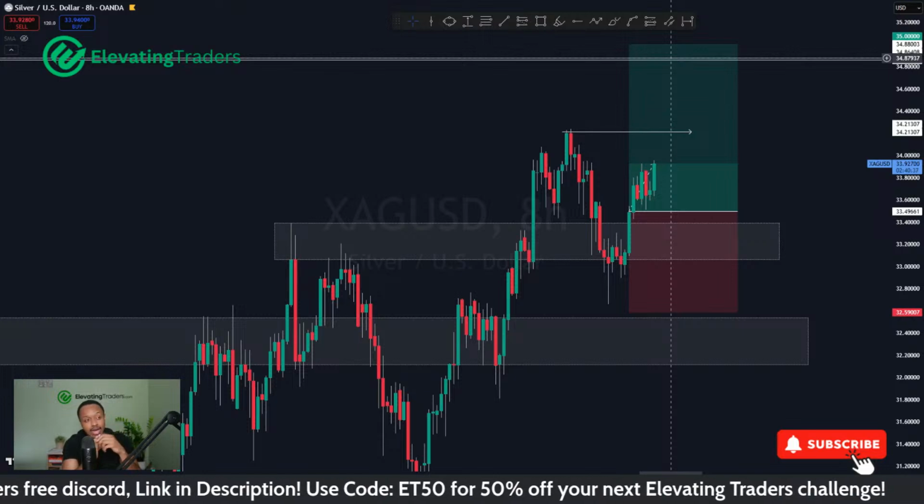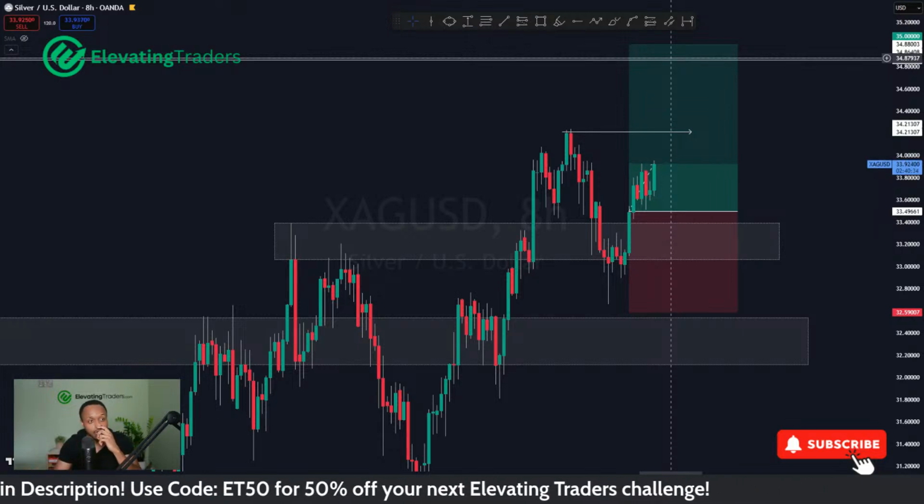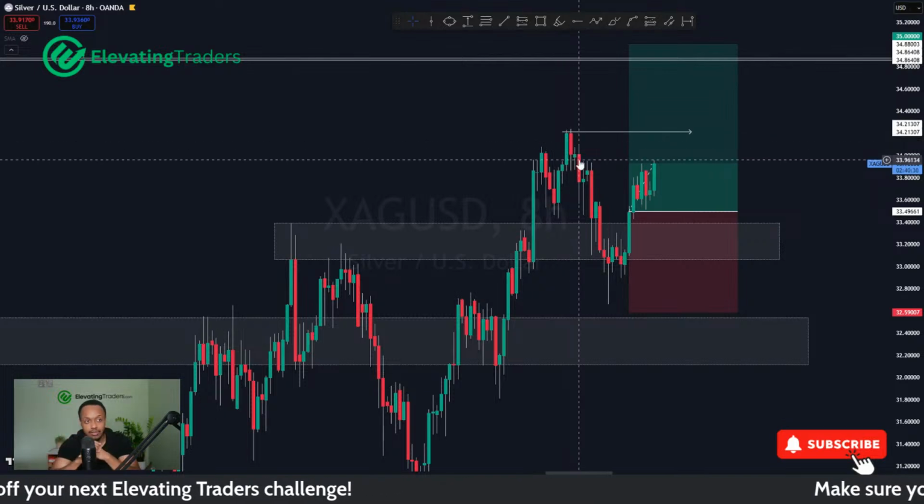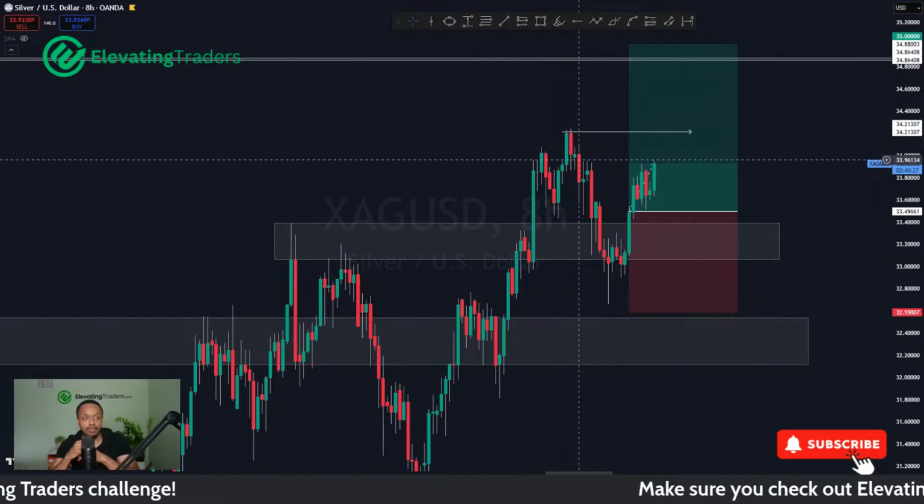Maybe that could be a bit of a catalyst for silver to get a move on. As I said yesterday, if we do take out the high here, that's when I'll start to manage the trade in terms of trailing stops. But yeah, we'll see how silver goes.